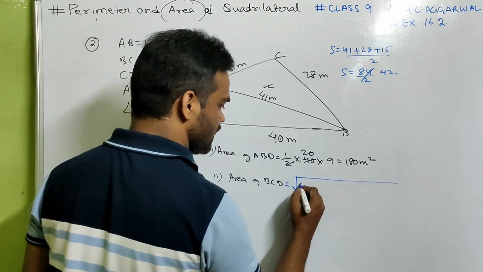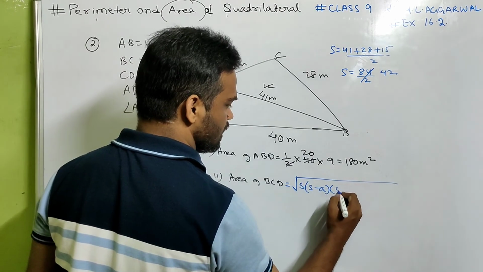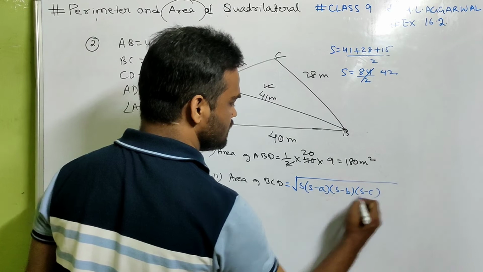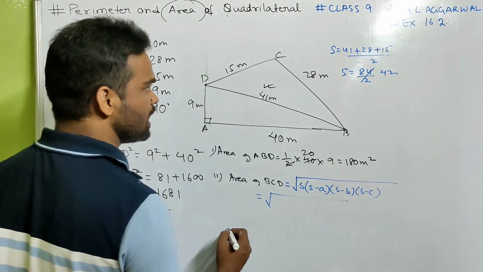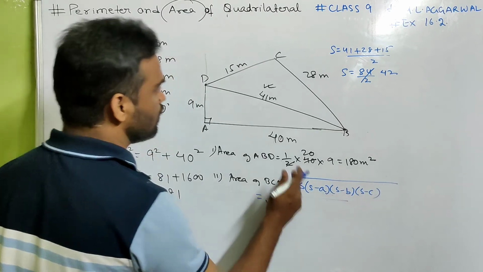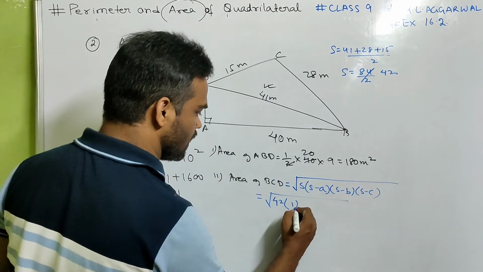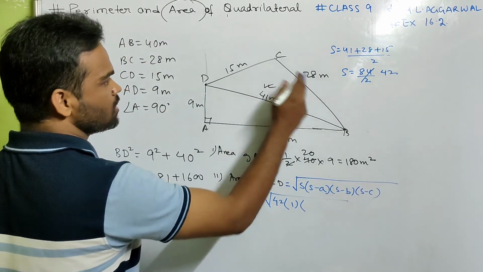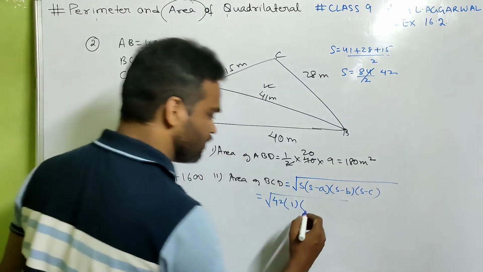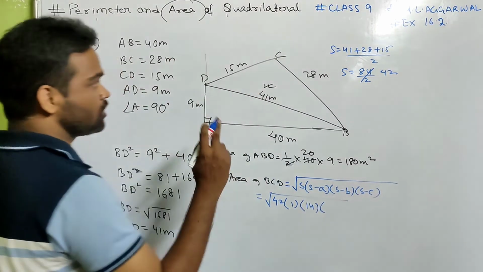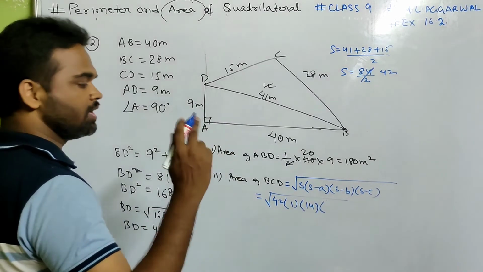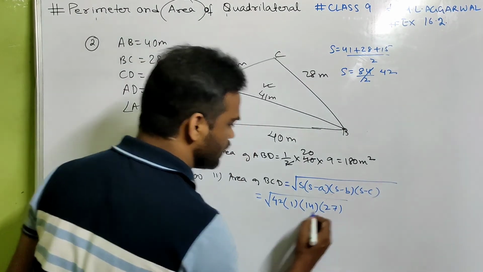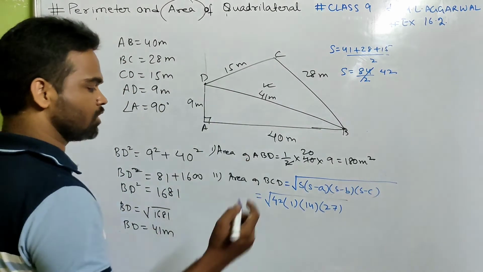Remember Heron's formula: S minus A, S minus B, S minus C, where A, B and C are the sides. So what is S? 42. 42 minus 41, that's 1. 42 minus 28, that's 14. 42 minus 15, that's how much? 27, isn't it? Because 27 plus 15 is 42.